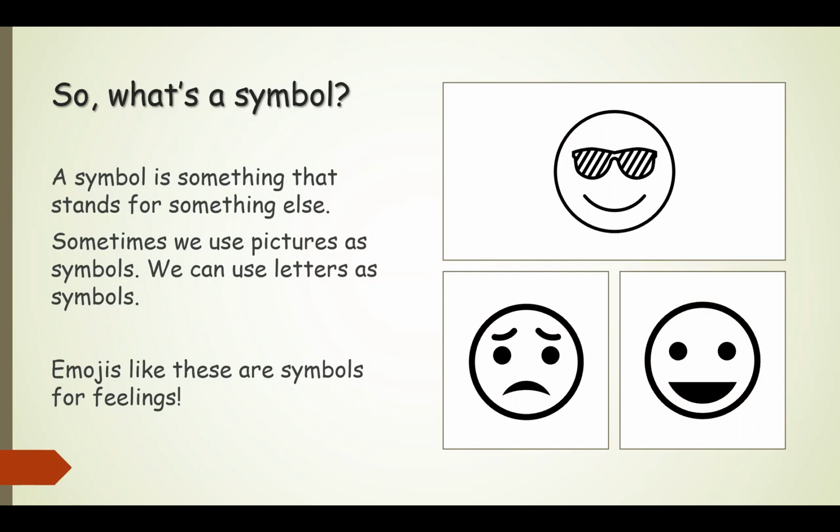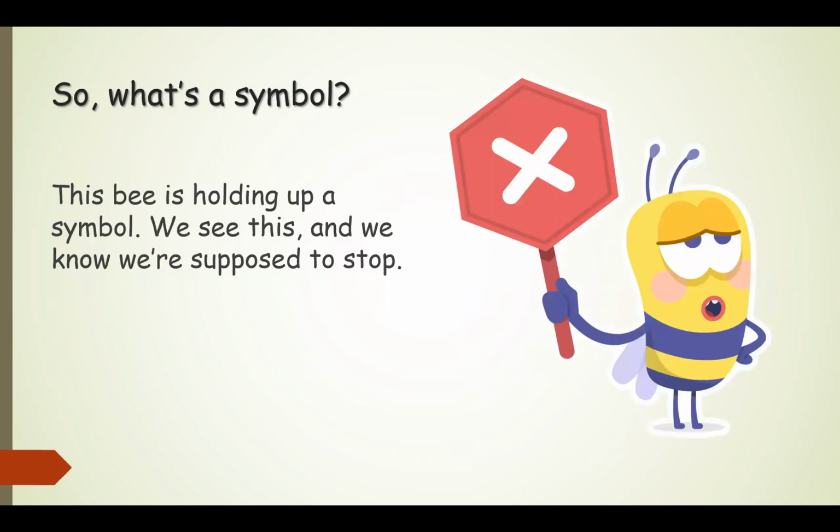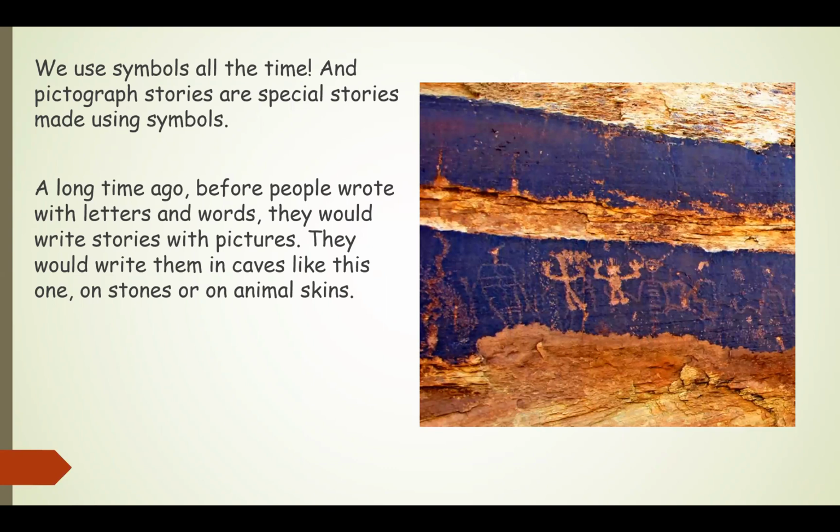Emojis like these are symbols for feelings. So you see the guy on top is happy with his shades. Maybe the one at the bottom is a little bit sad and the other one is happy too. A heart is usually a symbol for love. So you've got this silly cat with all the hearts and the other happy heart. This bee is holding up a symbol. We see this and we know we're supposed to stop. We use symbols all the time, and pictograph stories are special stories made using symbols.